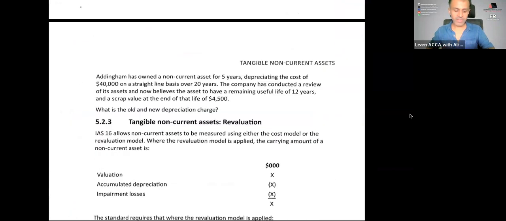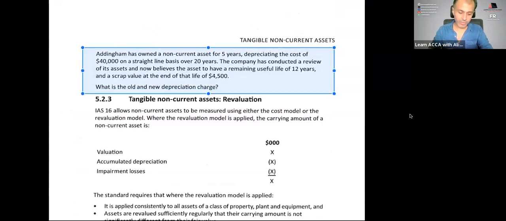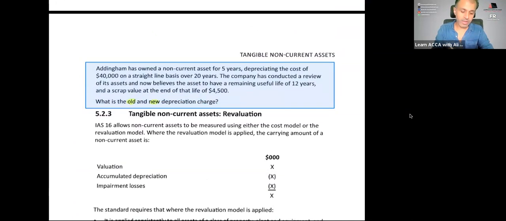This is the question on the top of the next page, which I can work through to really explain to all of you the computation of depreciation when a revision of estimates is made. What is the old and the new depreciation charge? Now, Eddingham has owned an asset for 5 past years. They depreciate the cost of 40,000 on a straight line basis over a life of 20 years. The company has conducted a review and now believes the asset to have a remaining life of 12 years. Now they have started believing 12 years.